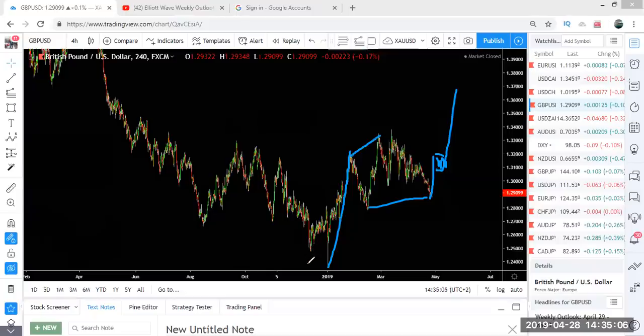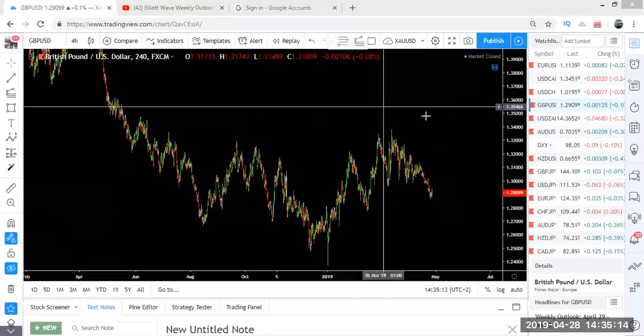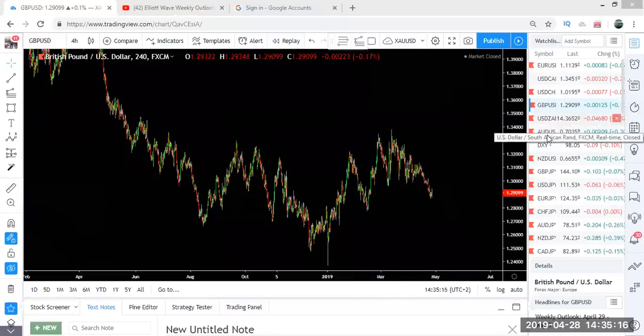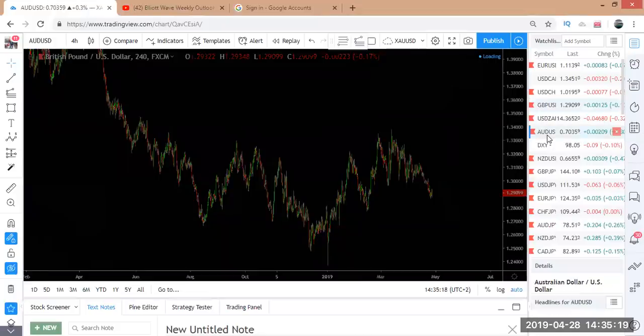For now, you cannot take any trade on the pound like that. You don't have a buy setup, you don't have a sell setup. And that goes for most of the pound pairs. Okay, so that is pound US dollar. Now, let's look at Aussie US dollar.